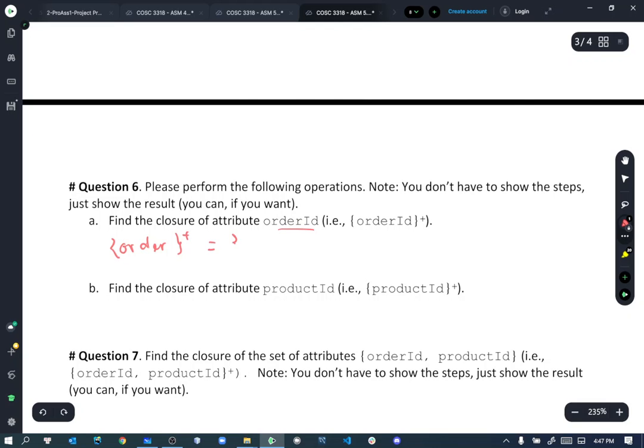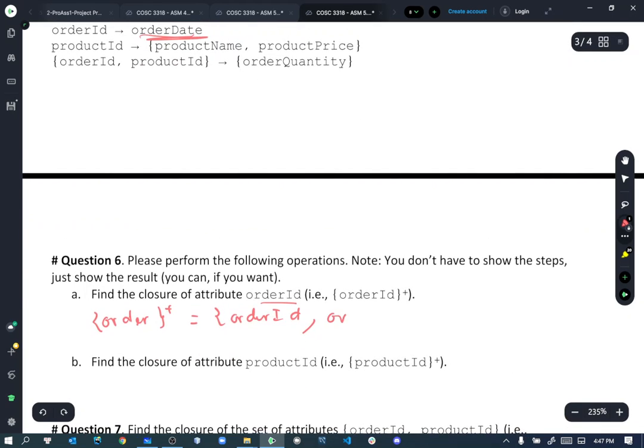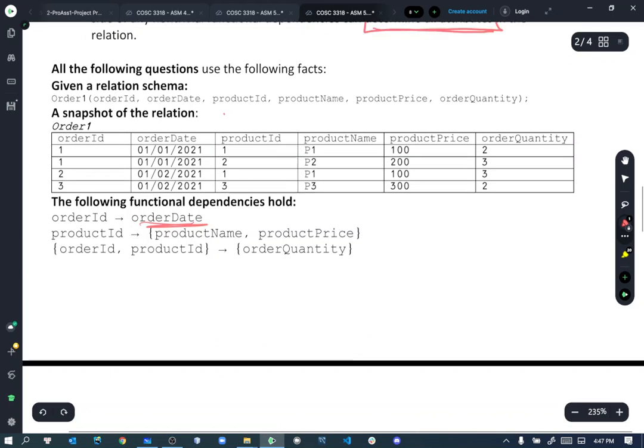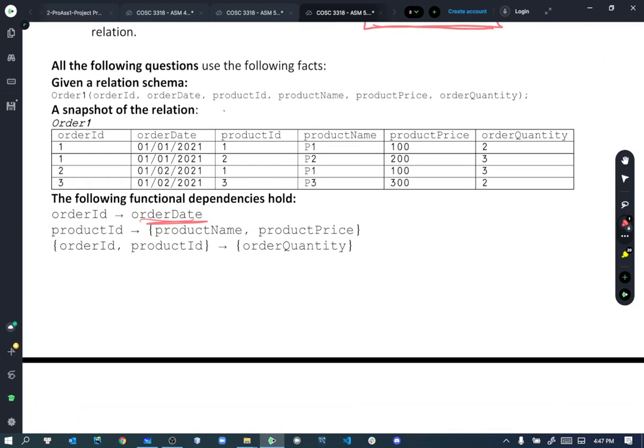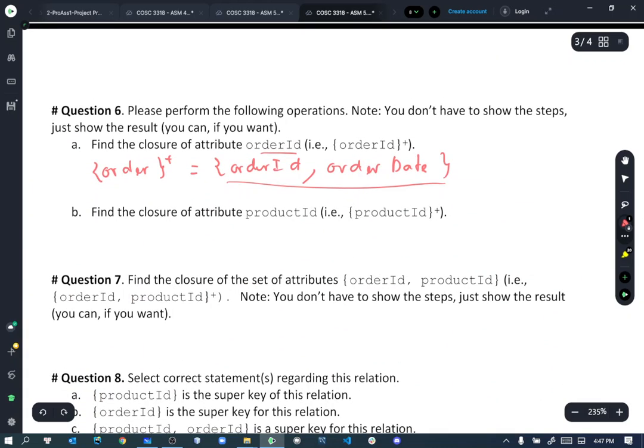First, order ID can determine order ID for sure. Then order ID, as given here, can determine order date as well. So order date. What else? You cannot find anything else because order ID cannot determine anything else. It has to be both of them. So order ID can only determine order ID and order date, and you cannot add anything. So it stops there. This one is the closure.